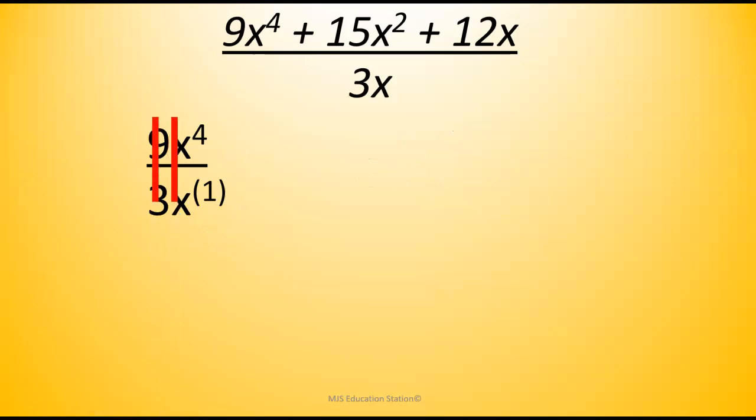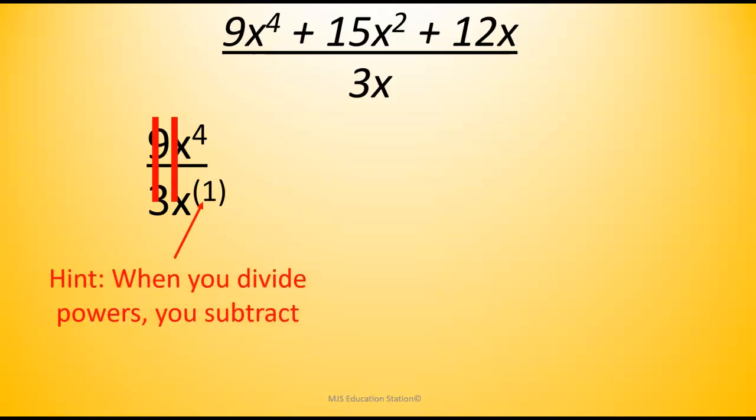Okay, so when you divide powers, again, you subtract. 9 divided by 3 gives you the 3. X is going to stay. 4 minus 1 is 3, so we get 3x to the third. That's our first term.